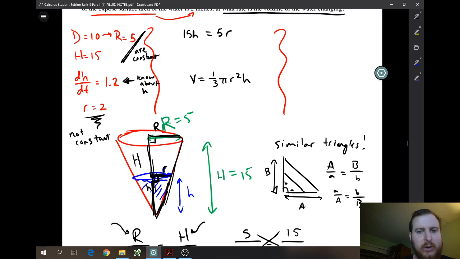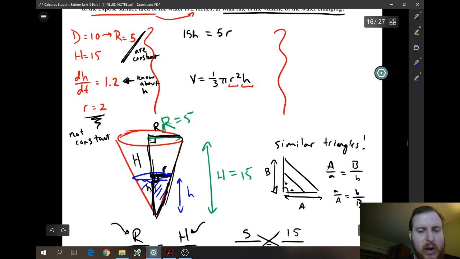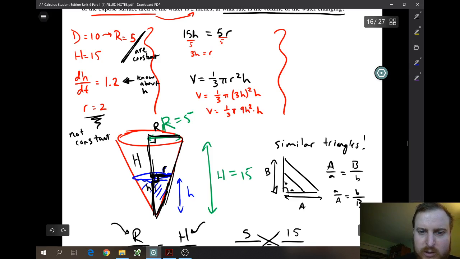What's going to happen is we see that I have two variables, an r squared and an h. So that would have been product rule, but I don't want to do product rule. To me, product rule just doesn't seem fun. So instead, like I said, I'm going to divide by 5 because I knew about the dh dt, and that's important to me. That gives me 3h equals r. Now anywhere I see an r, I can plug in 3h. So this gives me volume equals 1/3 pi times 9h squared times another h, which gives me 3 pi h cubed. So this is a much better formula.